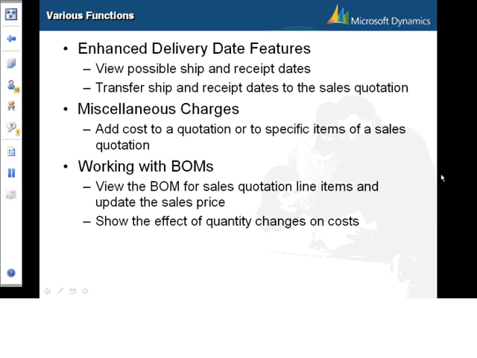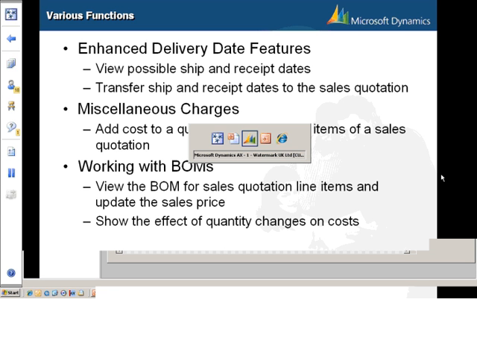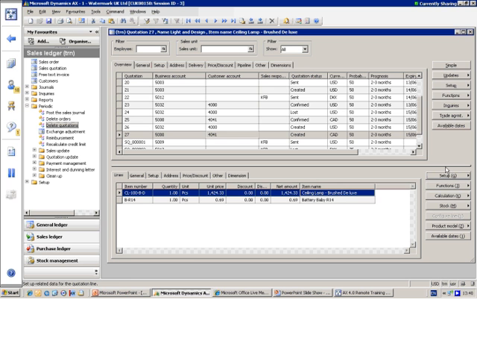Working with BOMs. Use the bill of material calculation option on the calculation button of the quotation form to view the BOM for sales quotation line items and update the sales price. Show the effects of quantity change on costs. So I will show you where the calculation button is, and we have the BOM bill of material calculation. As the item is currently not a bill of material, this function is greyed out.